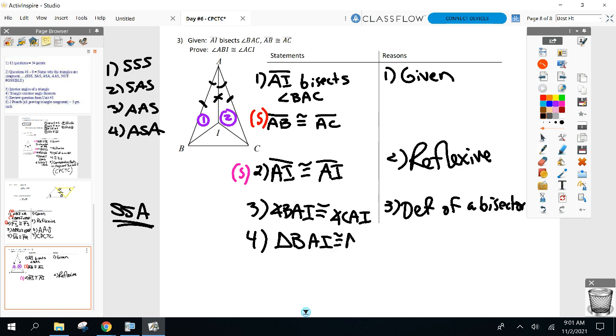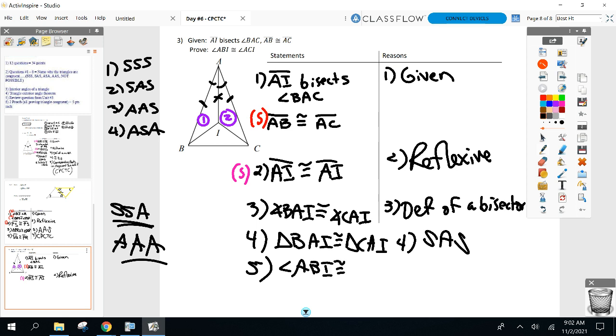Triangle BAI congruent to triangle CAI. Side angle side. Is that going to be on your paper tomorrow? No. What are the only 4 that are going to be on your paper? There you go. Angle ABI is now congruent to angle ACI. Also tomorrow, CPCTC should be nowhere on your quiz, right? It's not covered tomorrow. CPCTC will not be covered on the quiz.